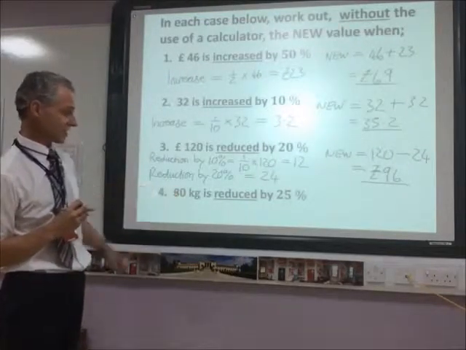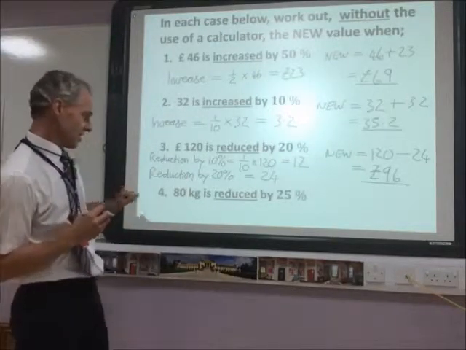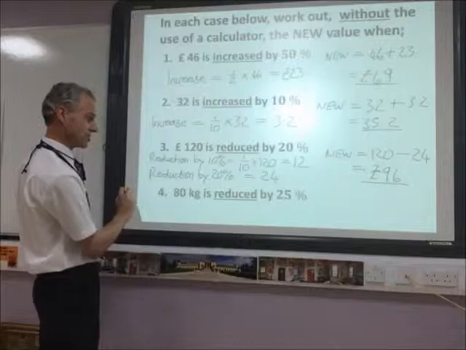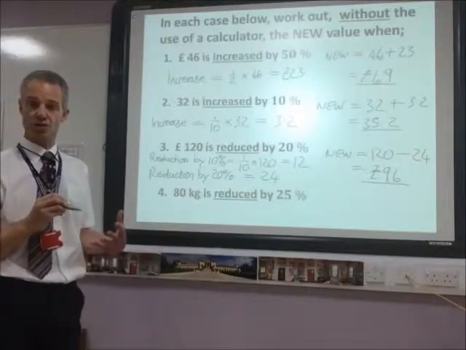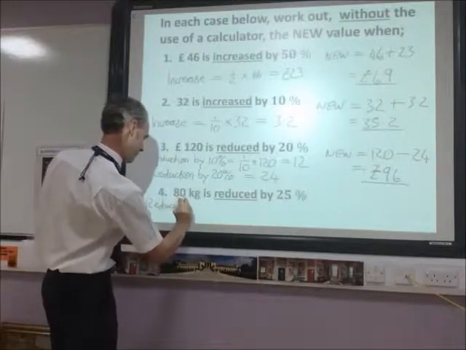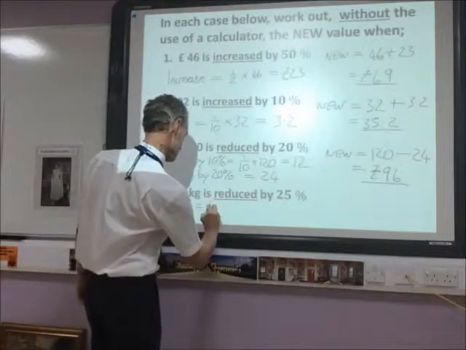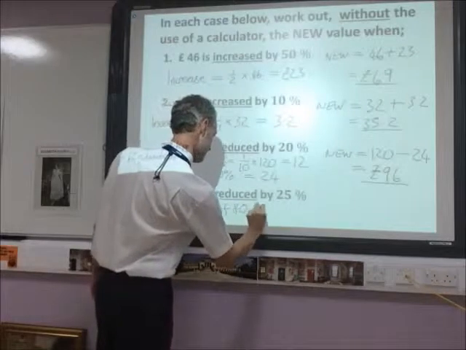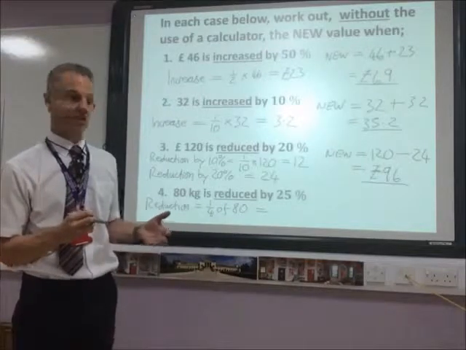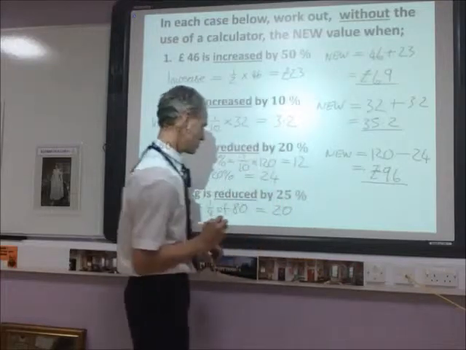Okay, on to the last one. 80 kilograms is reduced by 25%. So probably the trickiest one of the lot of these. I'm going to work out the reduction first of all. So if I'm reducing by 25%, I know that 25% is the same as a quarter. So I'm reducing it by a quarter. So let's work that out. Our reduction is going to be a quarter of what I started with, which is 80 kilograms. Okay, and that's one I can do in my head. If I'm going to do a quarter of something, I can halve it and then halve it again. So half of 80 is 40, half of 40 is 20. There we go. So that's my reduction.